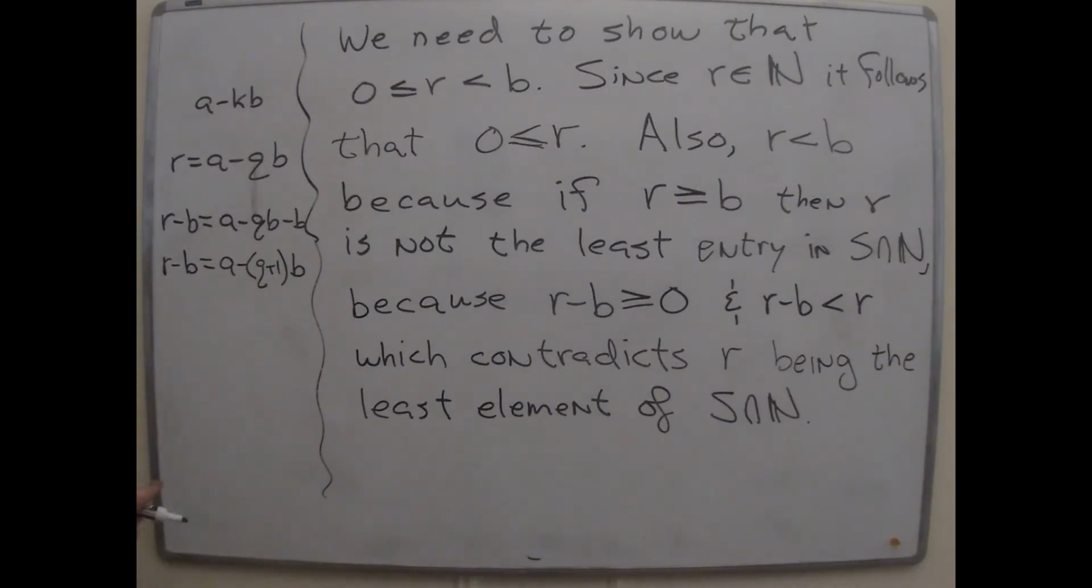Well, you see, that's kind of the point of a proof by contradiction. This whole little sentence right here is just a miniature proof by contradiction that R has to be smaller than B. Because if it wasn't, then we weren't really looking at the smallest thing in that set. Okay, I hope that's clear.